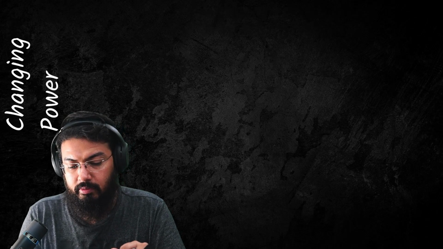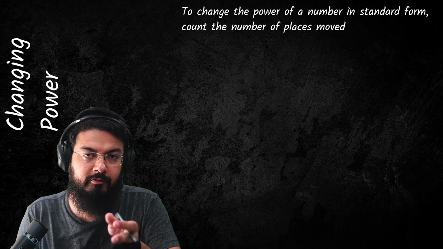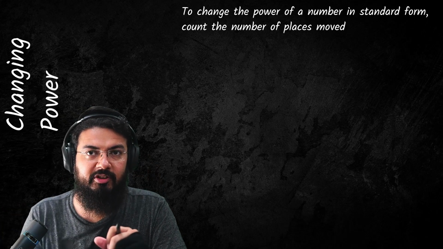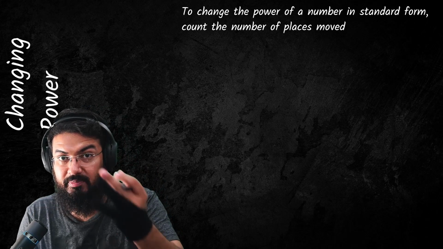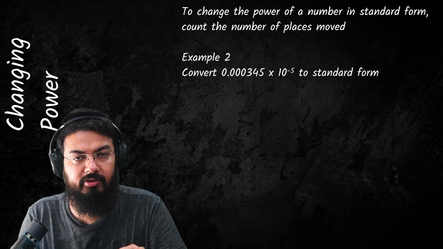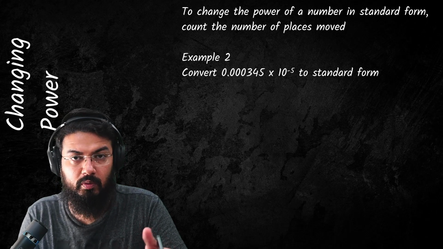All right, let's take another example. Let's say when you move the decimal place to the right, rule number 4 from the previous video again, we saw that when you move to the right, you are going to subtract powers of 10. Let's take an example. You have 0.000345 and you want to convert this to standard form.